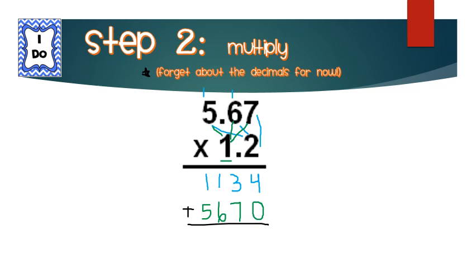Okay, and then we're going to add our products. So 4 plus 0 is 4. 7 plus 3 is 10, so I leave the 0, carry the 1. 6 plus 1 is 7, plus 1 is 8, and 5 plus 1 is 6. So right now, I have an answer of 6,804. But we know that that cannot be the right answer. If we are multiplying 5 by 1, we're not going to get 6,000, are we?